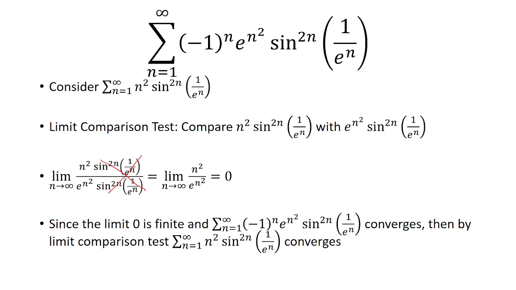So since the limit is 0 and finite, the sum of negative 1 to the nth power e to the n squared times sine to the 2n power of 1 over e to the n converges. So because the limit is 0 and the series from the original problem converges, then by the limit comparison test, this new series also converges.